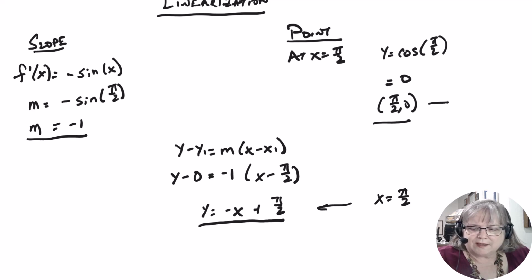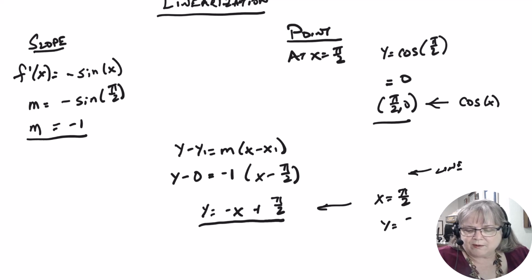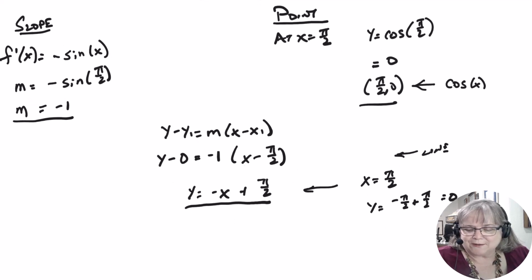Because this came from the cosine curve. Let's see if we can get the same point from the linearization, right? Because this is the line. Okay, so if x is pi over 2, y would be minus pi over 2 plus pi over 2, and this is 0. Remember, it's kind of a sin to go sideways with all these equal signs. And so this is pi over 2, 0.